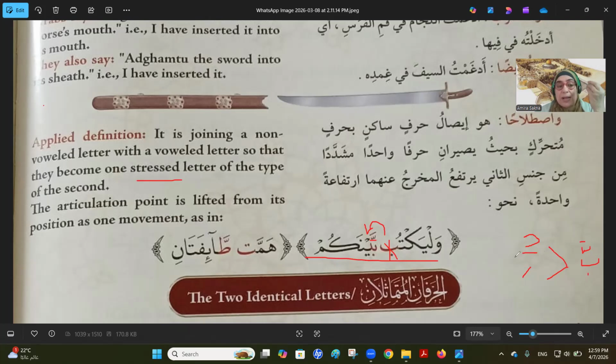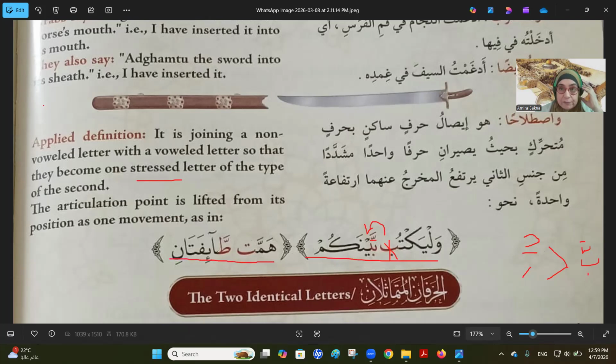وَلْيَكْتُبْ. قلقلة? No قلقلة. Okay? Okay. Here in the second example.